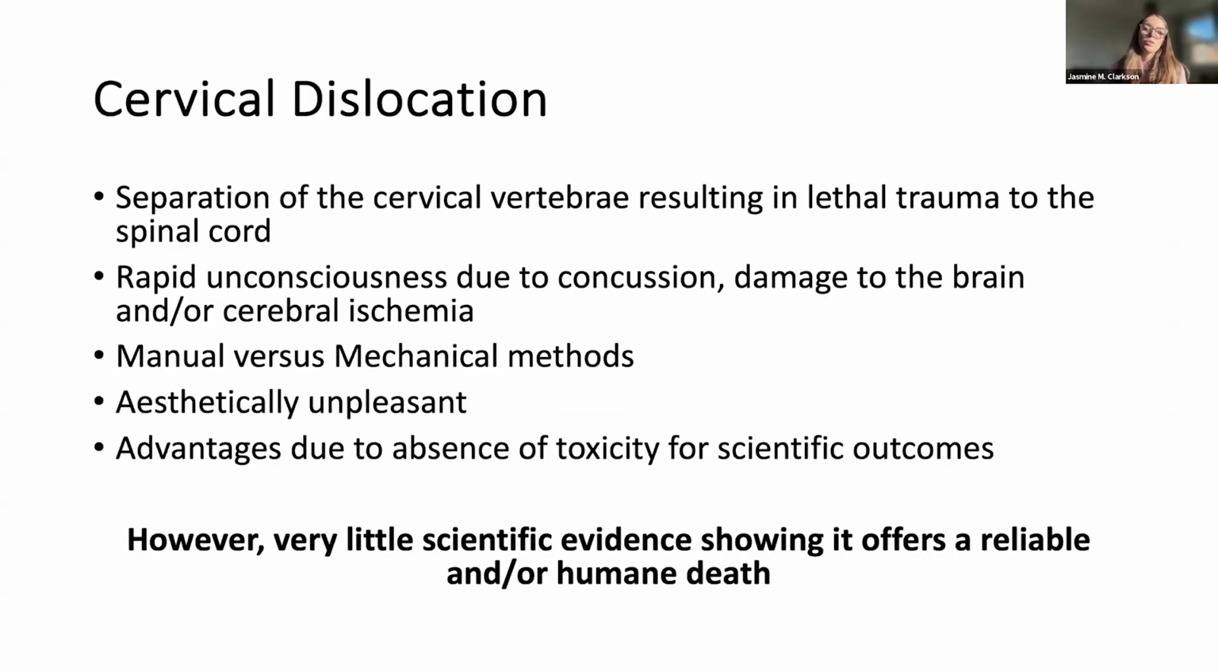So going into some of the permitted methods, I just wanted to give a brief summary of what they are, the mechanism of action, and then briefly in one slide summarise the state of the current literature. So cervical dislocation involves the separation of the cervical vertebrae, which results in lethal trauma to the spinal cord. Its onset of death is rapid unconsciousness due to concussion, damage to the brain, and/or cerebral ischemia.